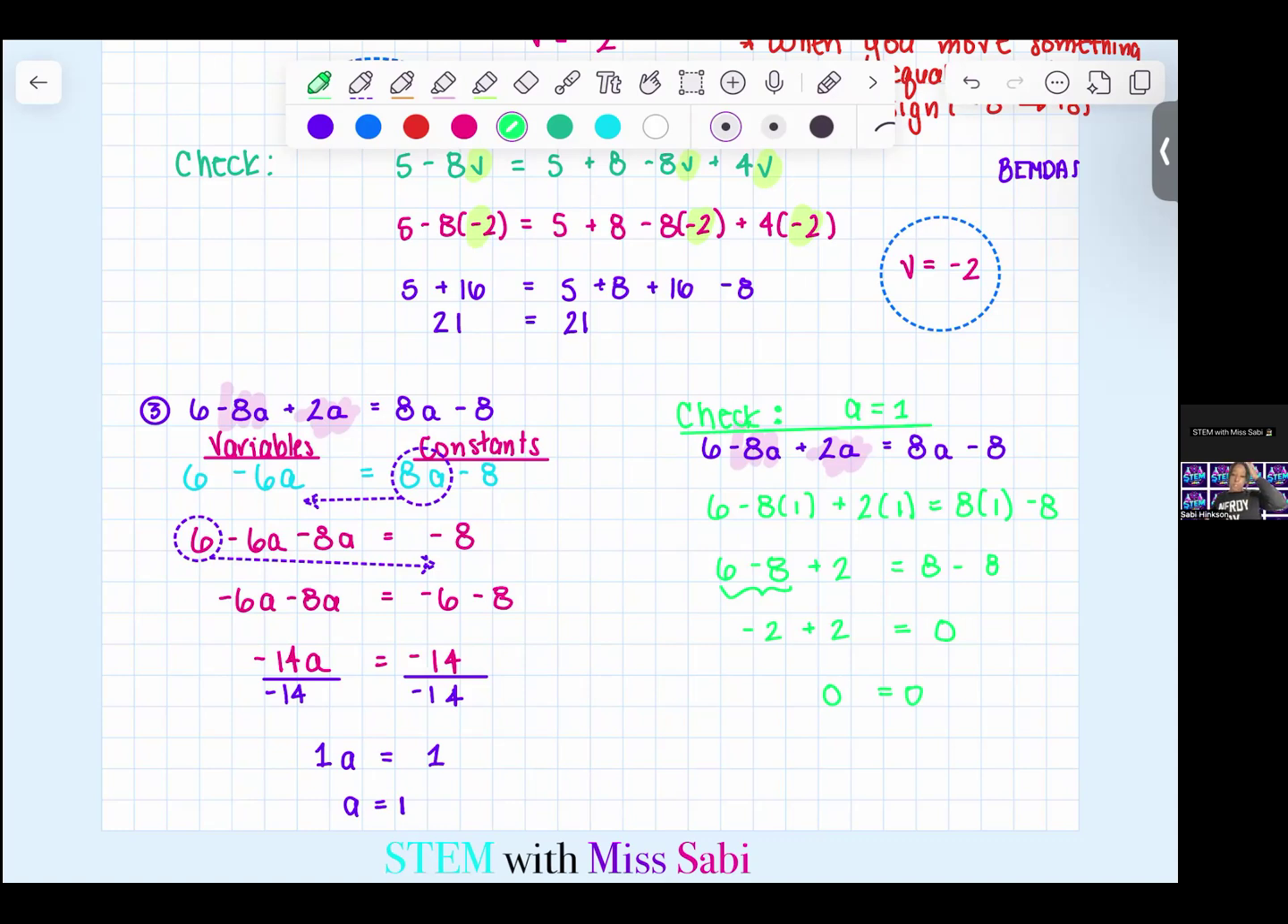If for some reason I had, let's say, 6 is equal to 4, that doesn't make sense. 6 does not equal 4. So that means that I would have made some kind of mistake somewhere and my value that I determined for a was incorrect.